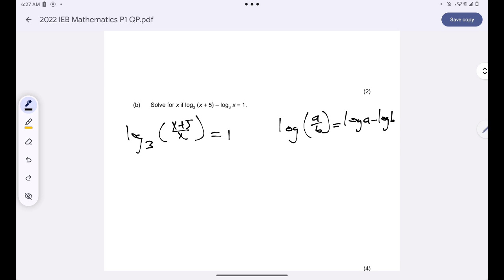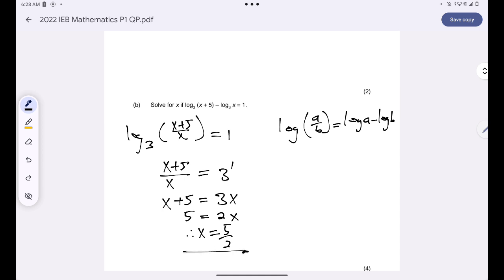Are you together? Whenever I'm solving x, for me to remove the logarithm, I need to have x plus 5 on the left hand side over x, and then this base will become the base on the right hand side. So I'll end up having x plus 5 being equal to 3x. Whenever I take the x to the other side, I'll have 5 is equal to 2x. Therefore, x is simply 5 over 2.